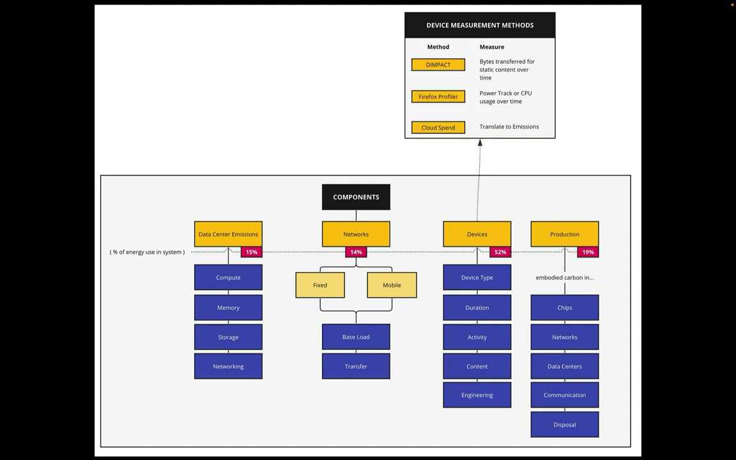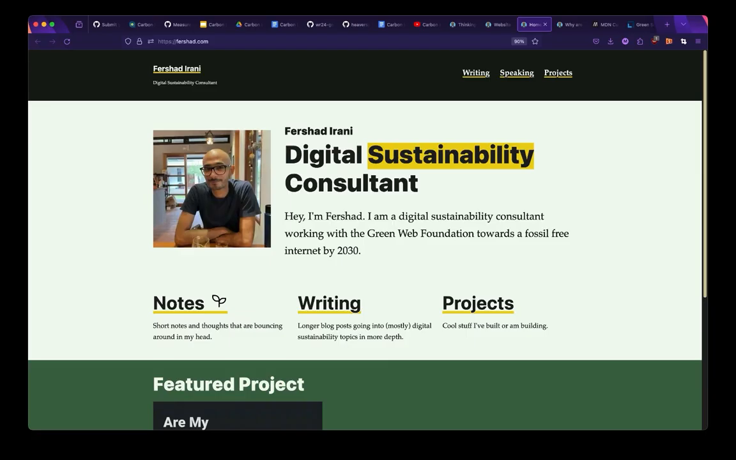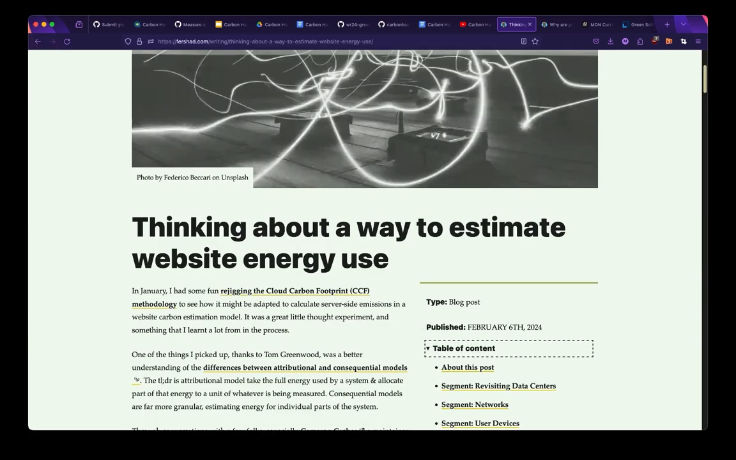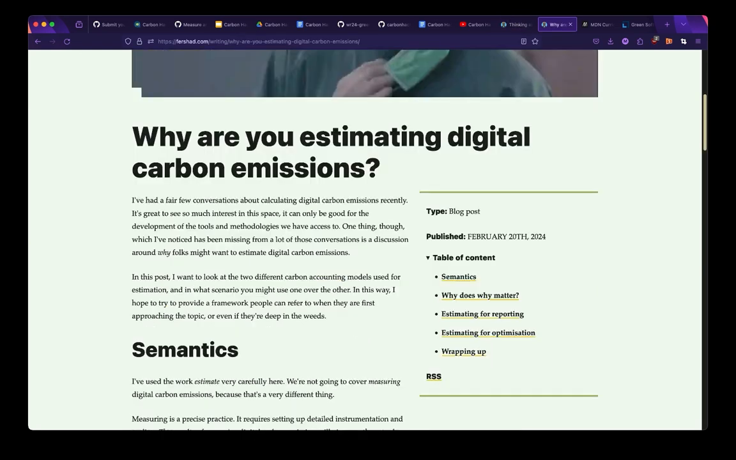Now, a lot of the basis for the thinking behind that consequential model comes from some research into articles written by Fershad Irani, a digital sustainability consultant that does work with the Green Web Foundation. He wrote two excellent articles, which I encourage you to read, which posit ways to think about estimating website energy usage. This is a bit more of the rationale behind why you might want to measure. But to check our thinking, we reached out to various experts within the field.